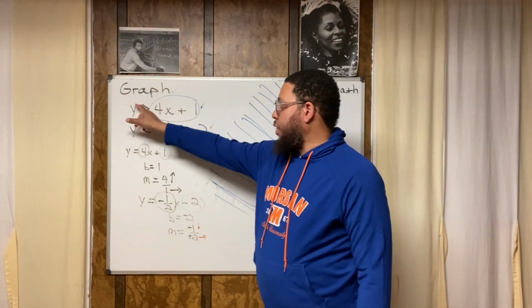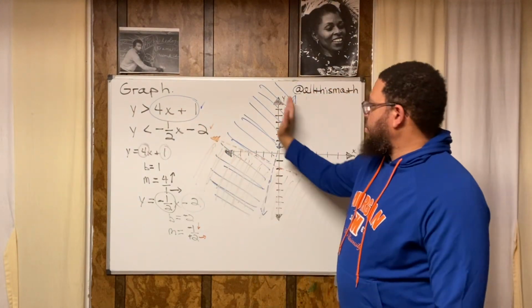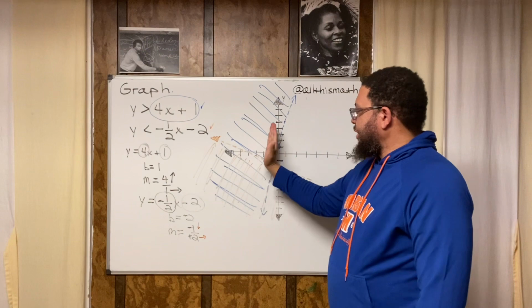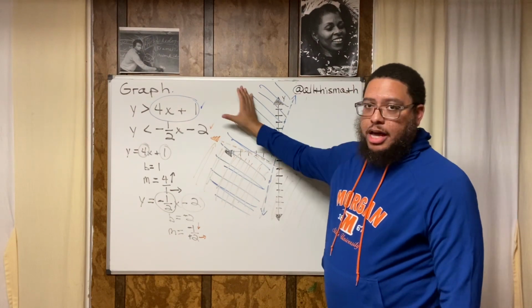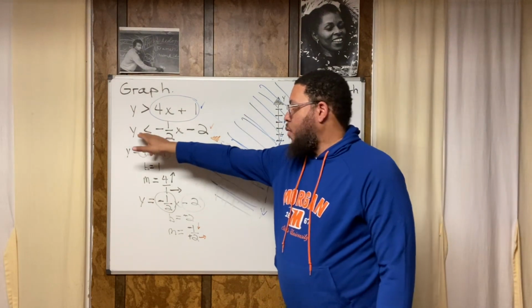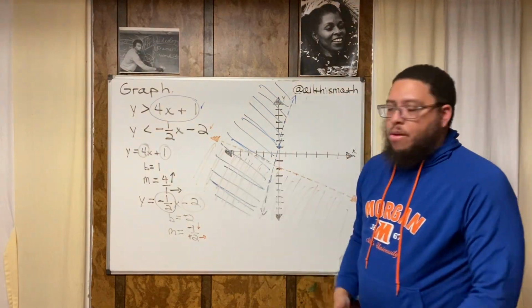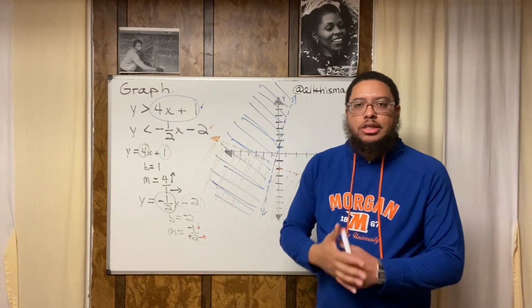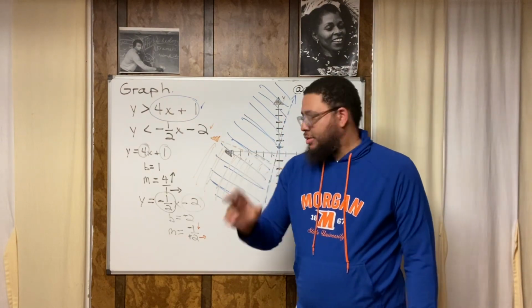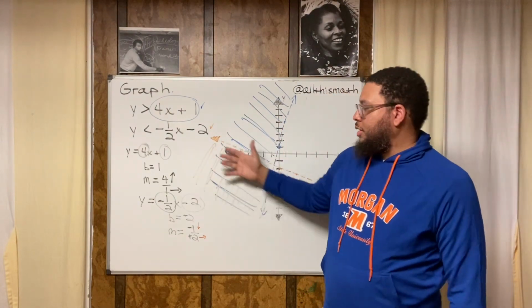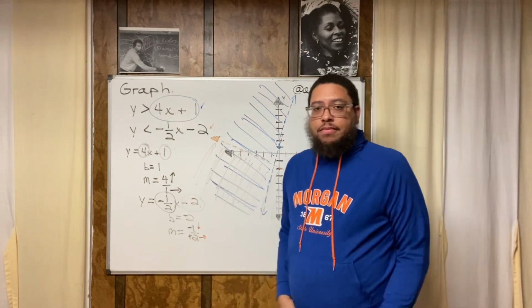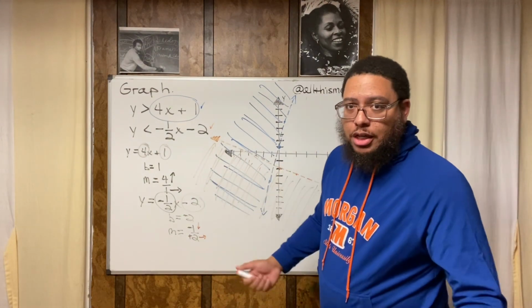Now, y is greater than all this, so you shade above that. Since this is slanted to the right, we consider to the left being above. Y is less than all this, so that's underneath of that. Shade all down. What's your solution to the whole system? The solution is where you see both colors. All of this up in here. That's the solution. And that's how you graph or solve systems of linear inequalities.